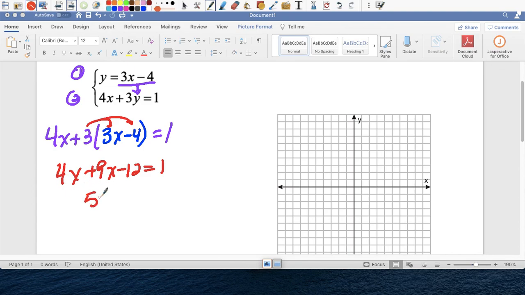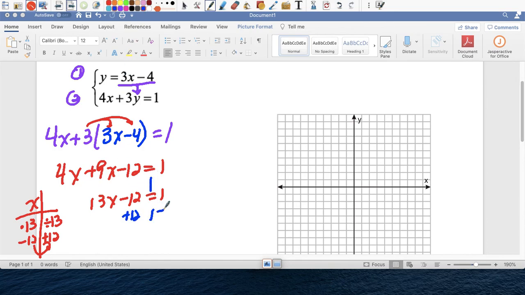Combine like terms, we get 13x minus 12 equals 1. My variable is x, being multiplied by 13, minus 12. So I'm going to do plus 12 and then divide both sides by 13. Plus 12 on this side, plus 12 on this side. So I get 13x equals 13, and obviously divide both sides by 13, and x equals 1. So that's my first coordinate.